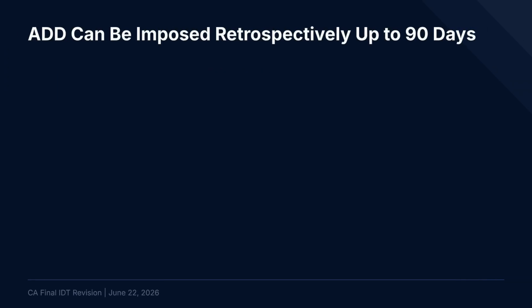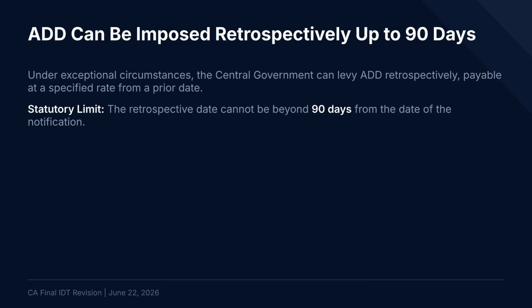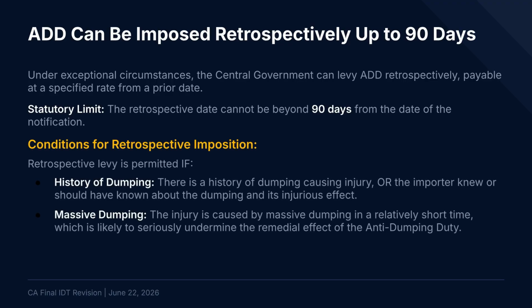Under exceptional circumstances, anti-dumping duty can be imposed retrospectively. This is permitted when there is a history of dumping causing injury, or where importers knew or should have known about the dumping and its harmful effects. It is also allowed when massive dumping over a short period threatens to undermine the remedial effect of the duty. Even in such cases, retrospective application cannot extend beyond 90 days from the relevant notification date.